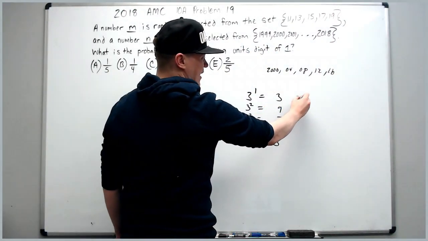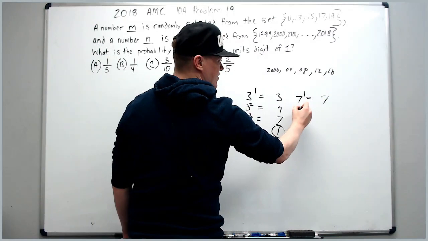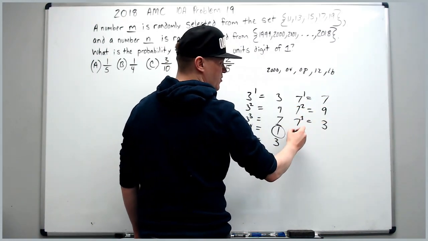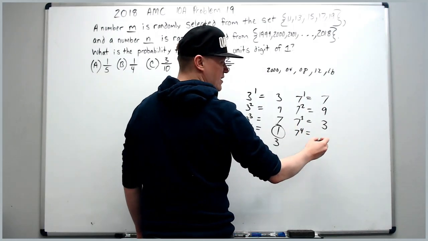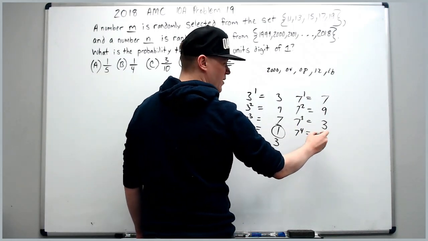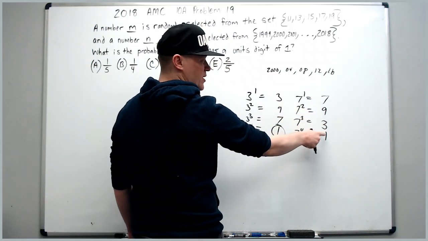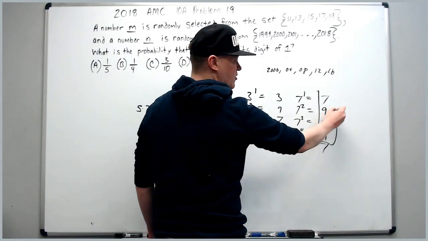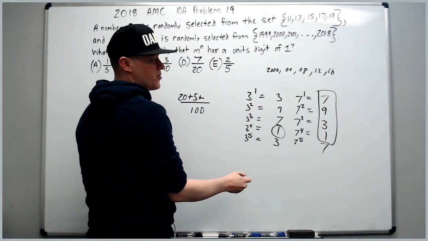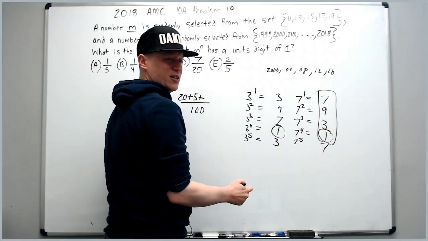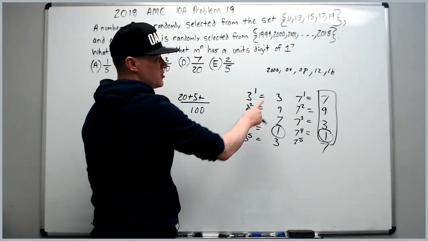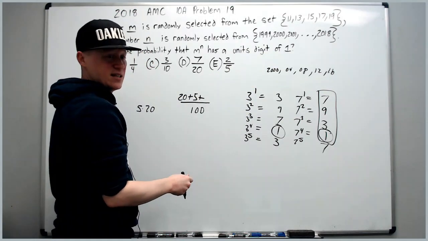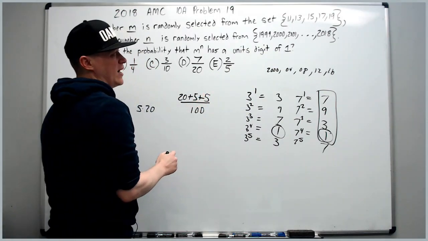You do the 7s next. 7 to the first is 7. 7 squared is 49. 7 to the third is 343. And 7 to the fourth is 2401, I want to say. So 7, 9, 3, 1, and when you do 7 to the fifth, you're going to get 7. Again, the cycle is 4 things, just as it was for 3. And again, the fourth one of those things is the one that we care about. So it's going to have the exact same powers that turn 17 into a units digit of 1. Again, there's 5 of those.